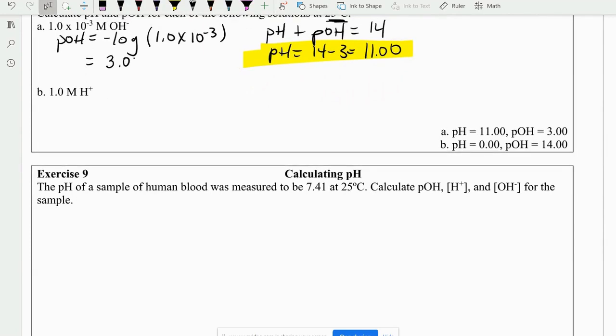We're given the concentration of some acid. So hydrogen ion concentration, you would simply just take the negative log of that, and you will find that you will get 0. Okay, again, to find out the pOH, you would simply just say 14 minus what you calculated for the pH, which was 0. Of course, that's 14.